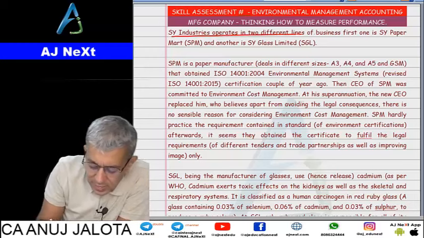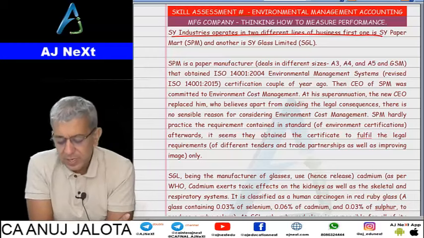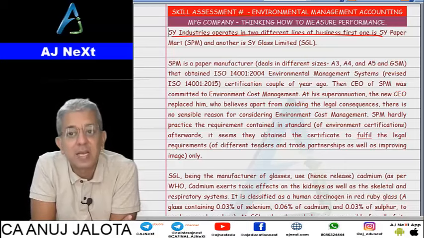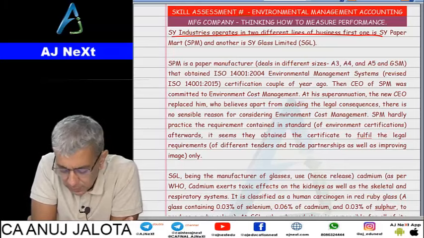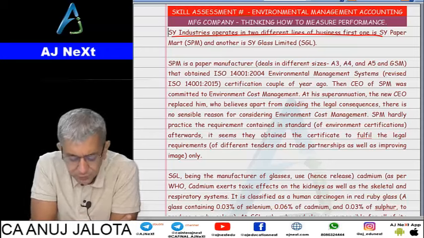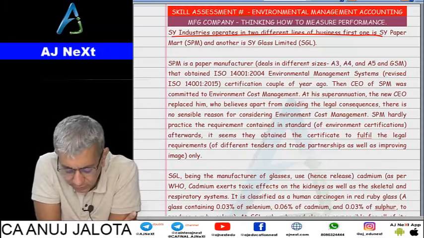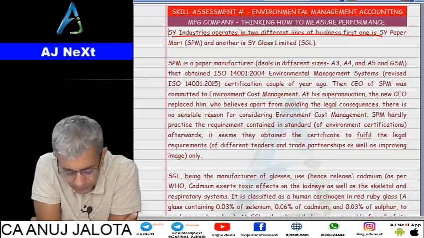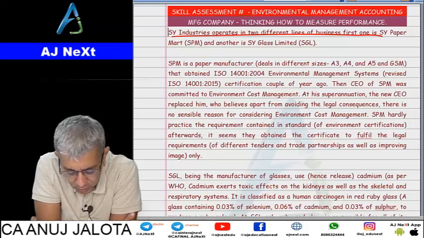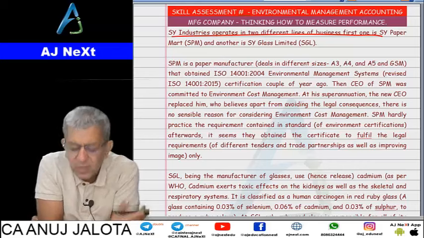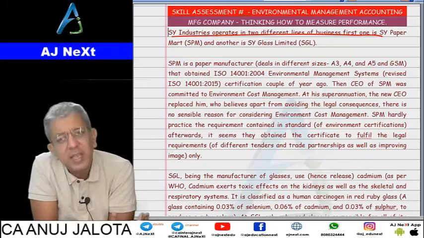Listen, SY Industries operates in two different lines of businesses. One is SY Paper Mart and the other is SY Glass Limited. SPM is a paper manufacturer, deals in different sizes, A3, A4, A5 and GSM, that obtained ISO 14001:2004 Environmental Management System, revised ISO 14001:2015 certification a couple of years ago. So we have got a certification that we take care of the environment and so on.